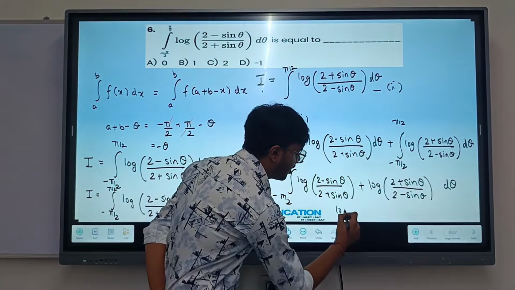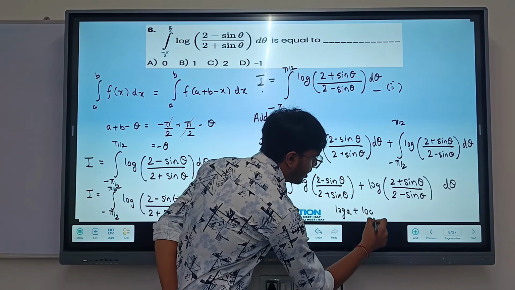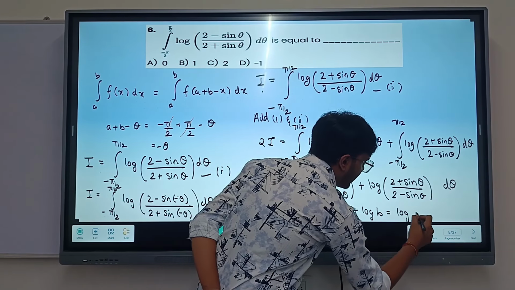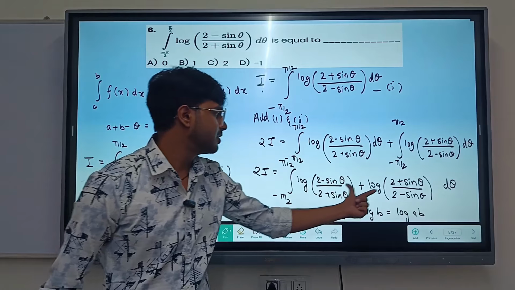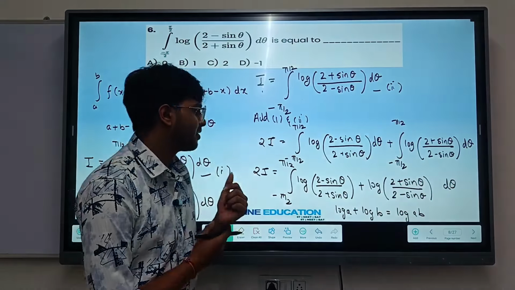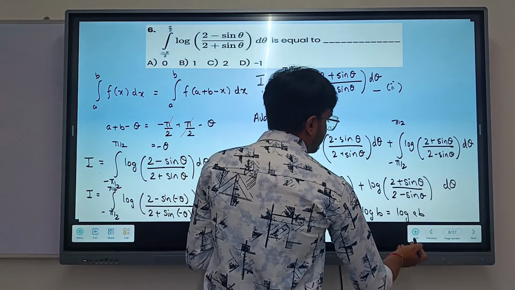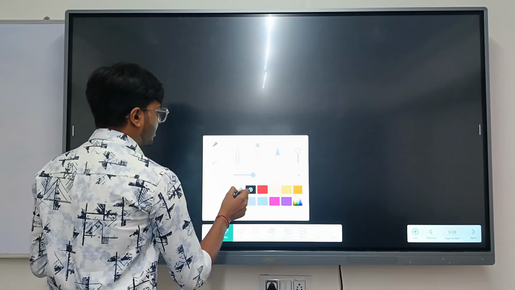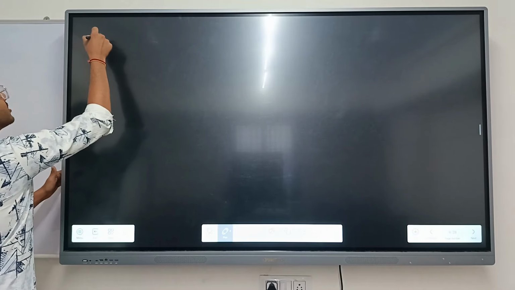Which property of log? Log a plus log b equals log of ab. So basically what I need to do is multiply both of them, whatever is there inside the log. So let's multiply both of them. Let's multiply whatever is there inside the log. What was there inside the log?